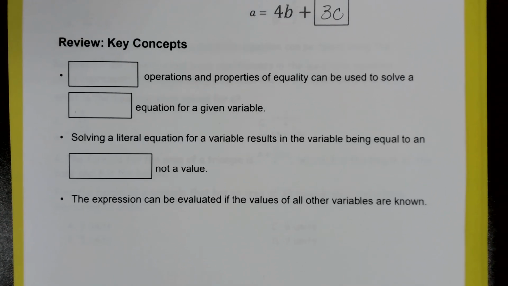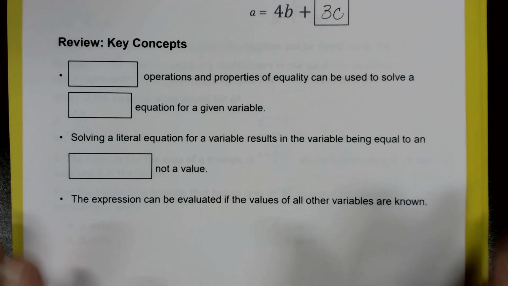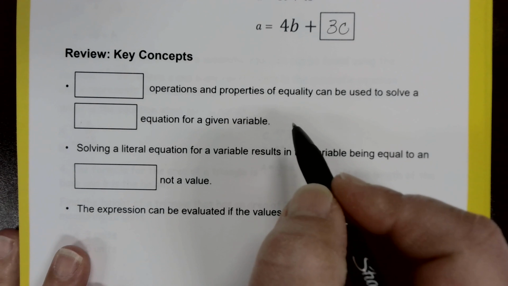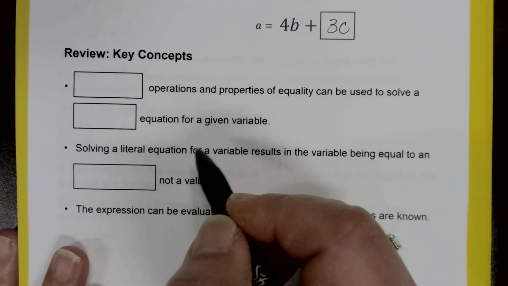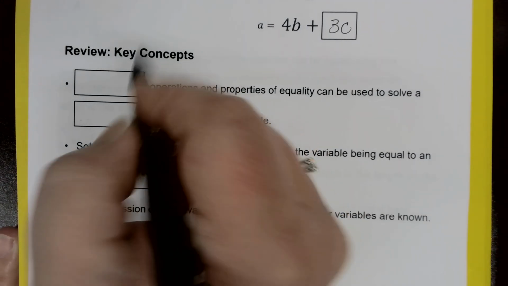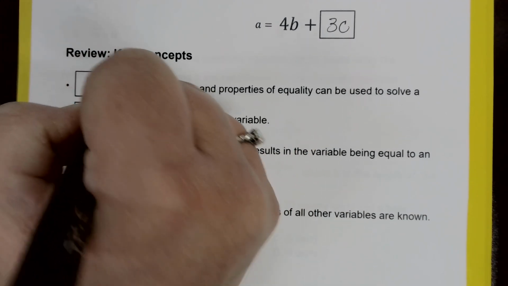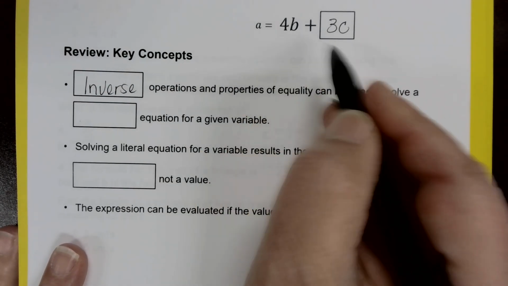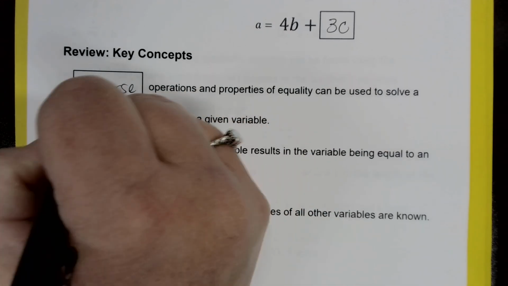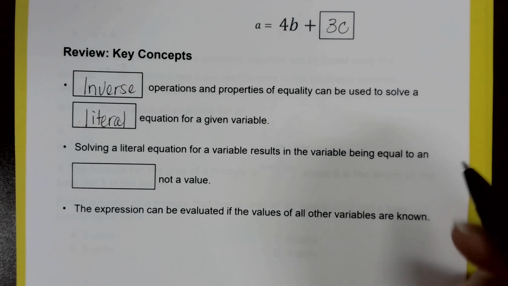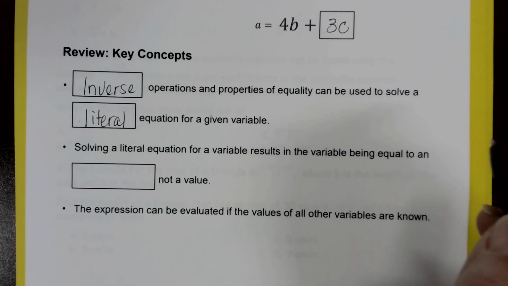Okay, so review a little bit here before we close it. First of all, what operations and property of equality can be used to solve a literal equation for a given variable? How about the inverse? If it's subtracted, you add it to both sides. If it's multiplied, you divide it on both sides. And we've been studying literal equations here, so that's what we're using inverse operations to solve.